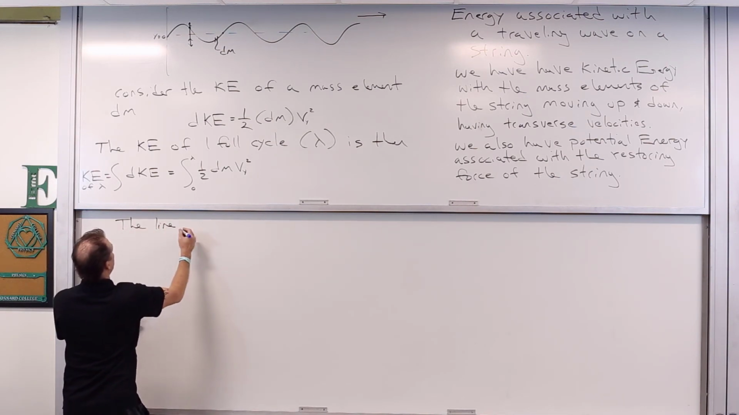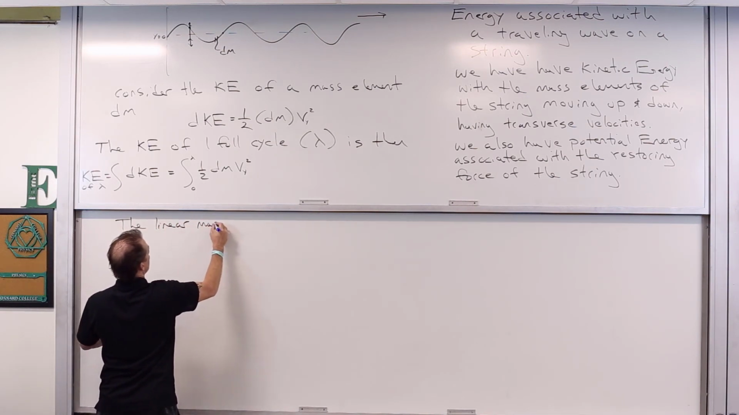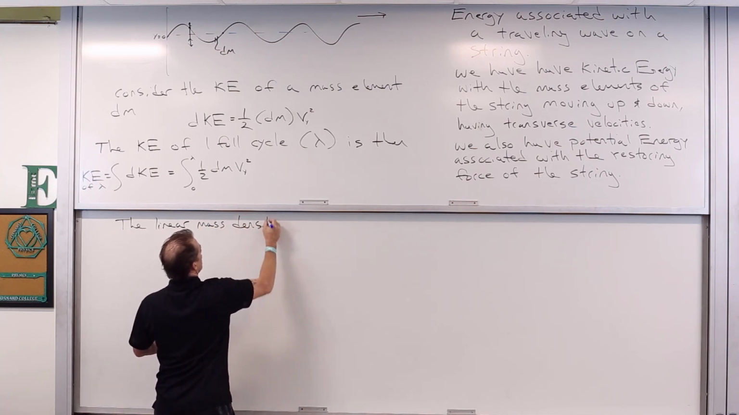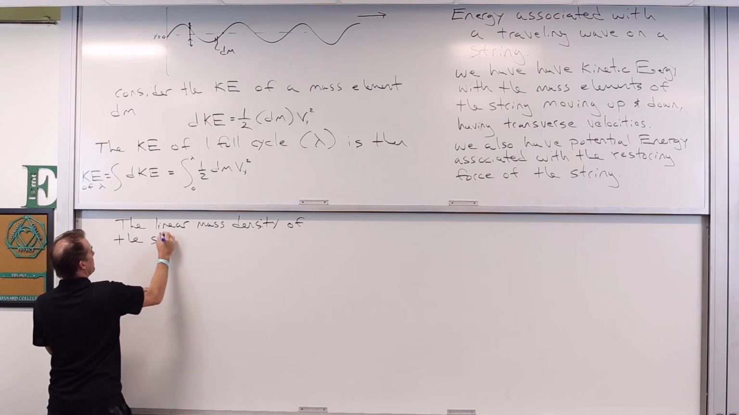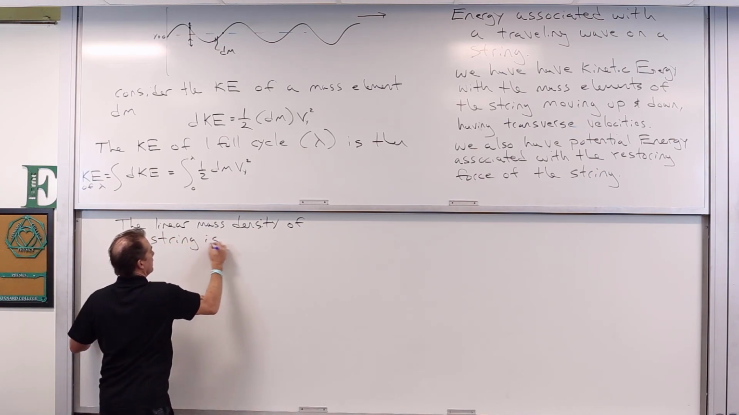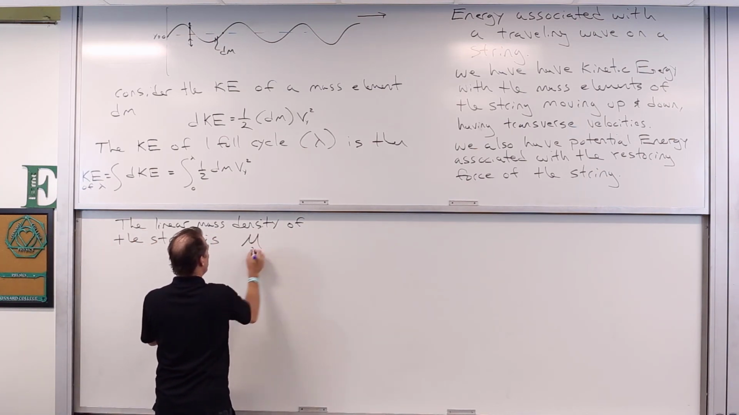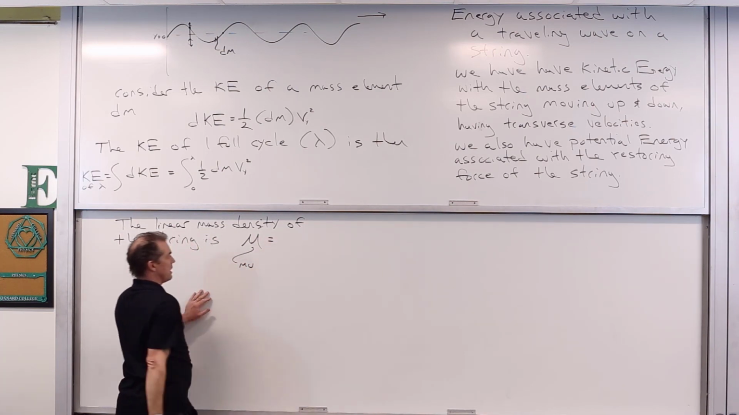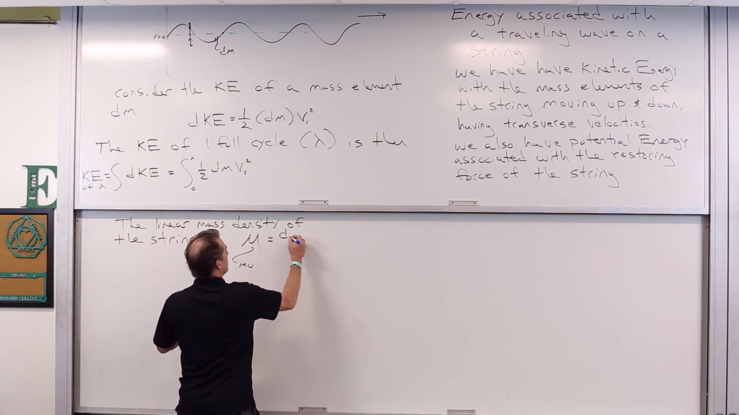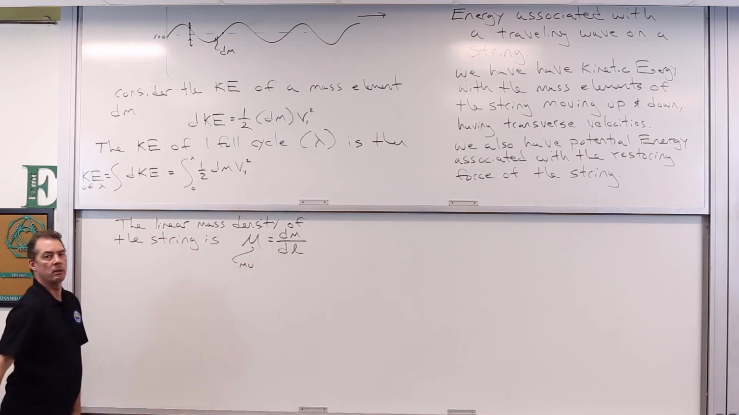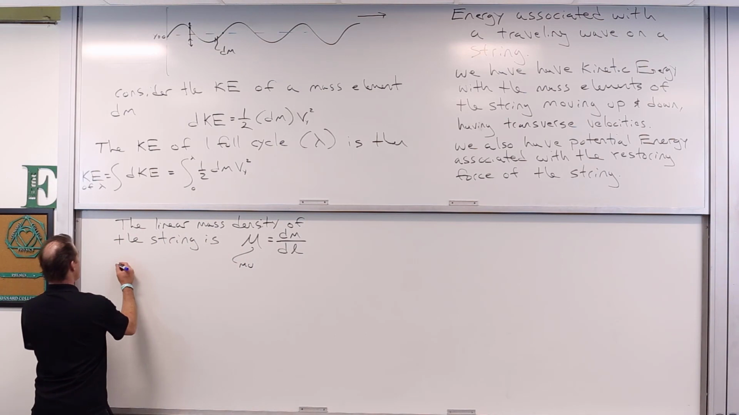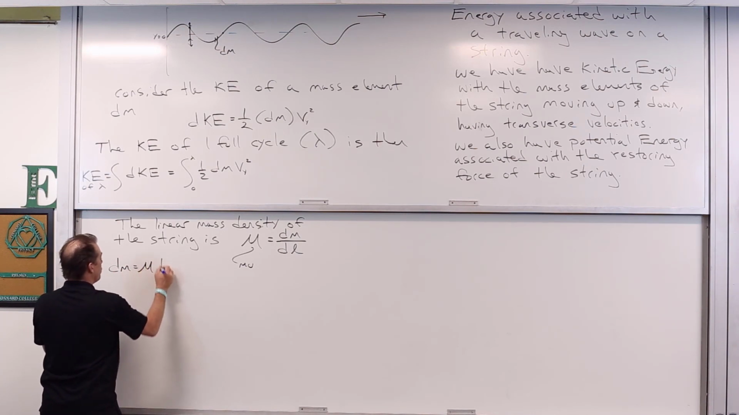The linear mass density of the string is mu, which is equal to the mass per unit length. That's it. So we've got ourselves that dm can be written as mu dl.